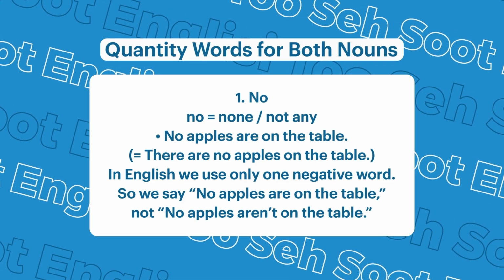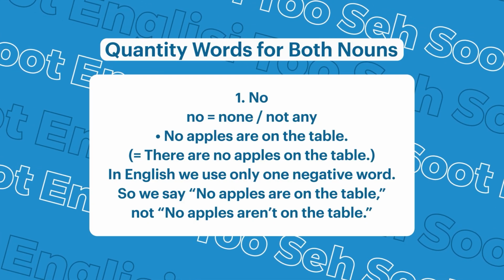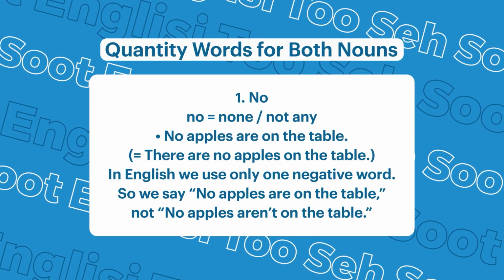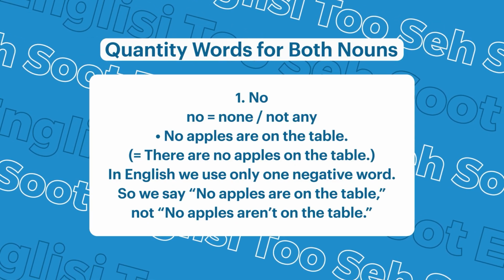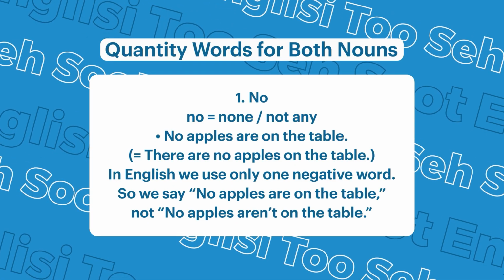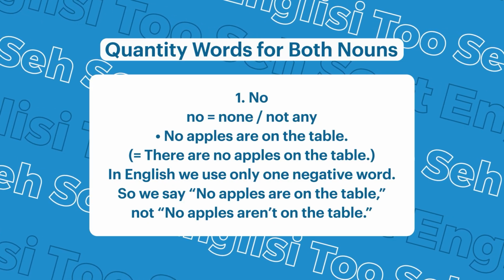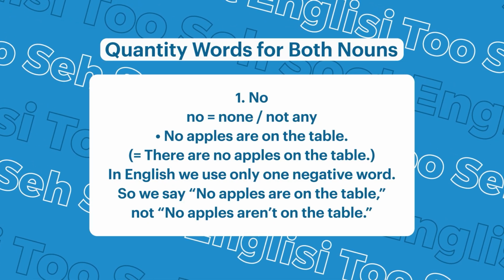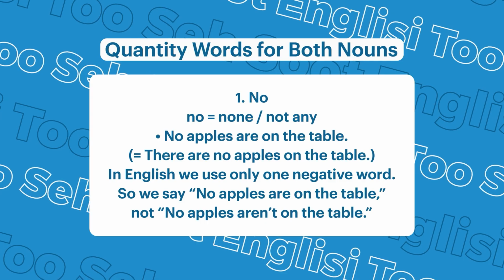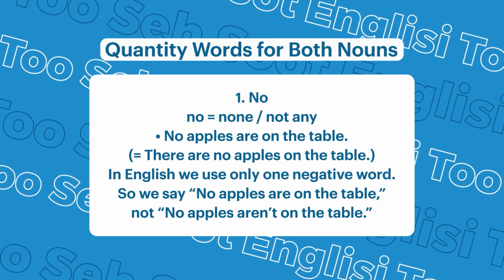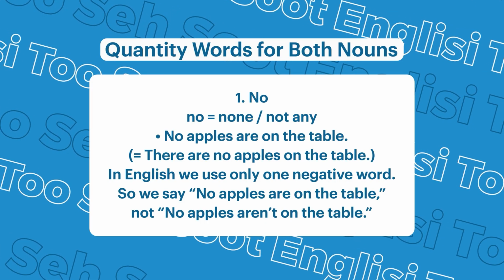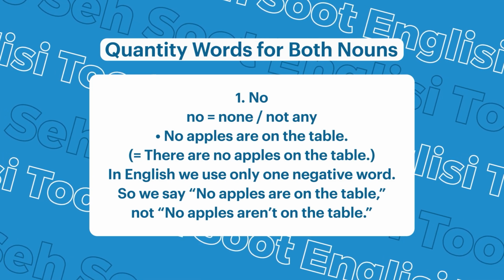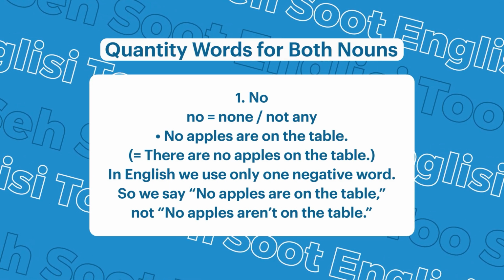Note that in English, to make a sentence negative, you only need to use one negative word, not two. So when we say there are no apples on the table, it's correct. But when we say no apples are not on the table, it's wrong, and you should either remove the no or not to make it correct.